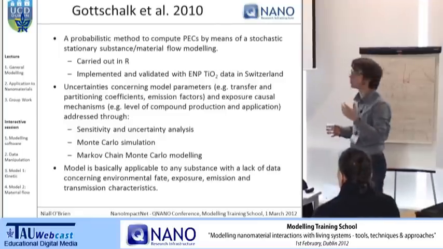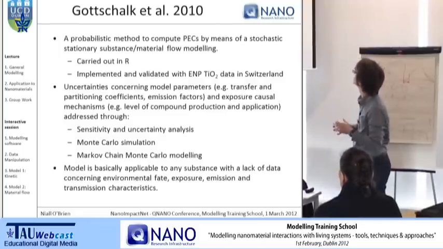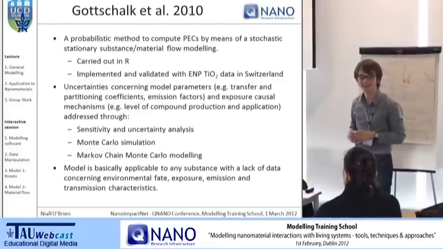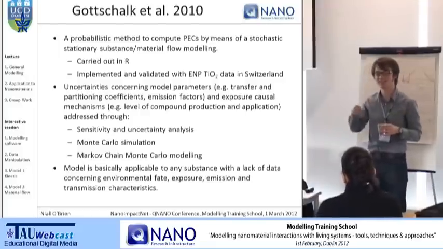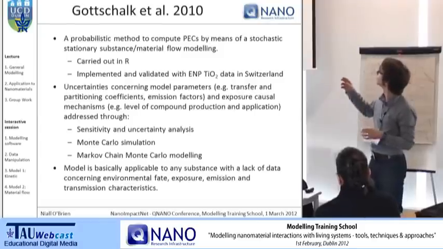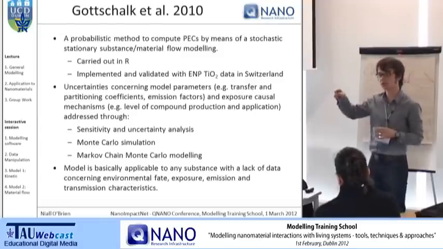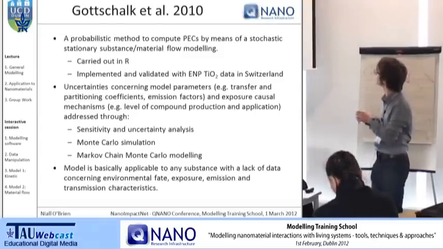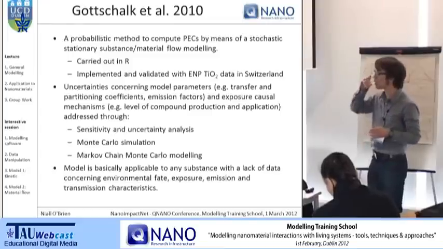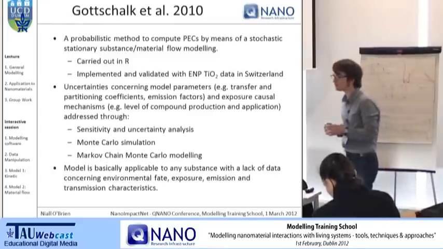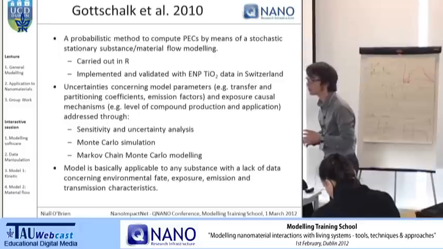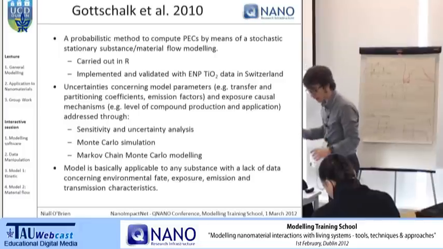What's the PEC stand for? Predicted environmental concentration. What's an input to this model? Sorry? Oh, input. Yeah.